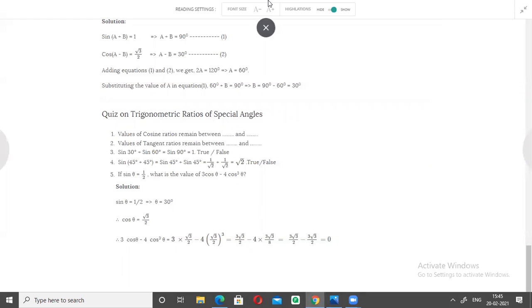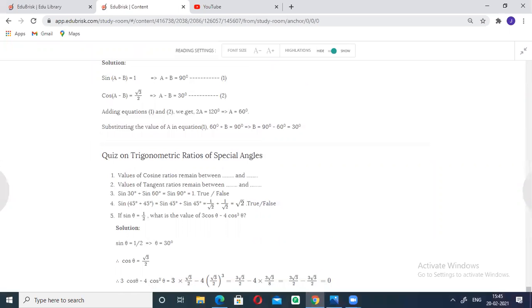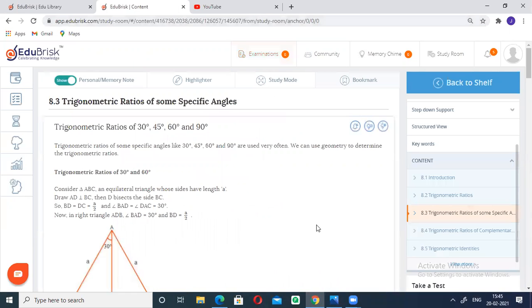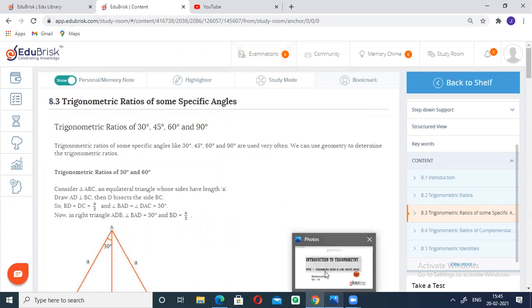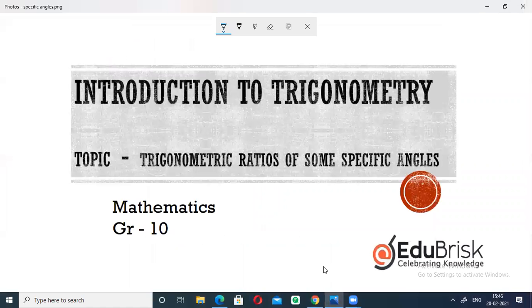So this is the type of questions we will get from this section, and we will be able to solve them by applying the values of trigonometric ratios for some specific angles. Now, the last subtopic of this chapter is trigonometric identities, which we will discuss in the next session.